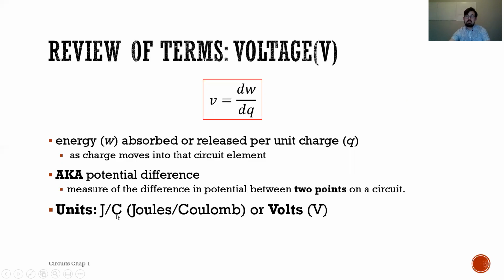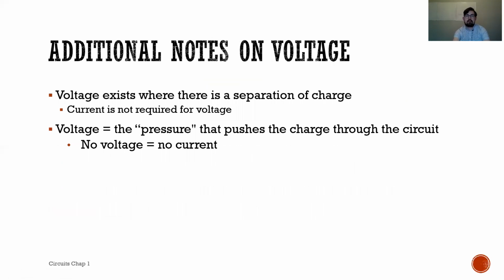The units for that come out to joules per coulomb, or we're just going to call it volts. We're never going to use joules per coulomb. This might be something that we use to calculate things, but volts are what we're going to measure potential difference in, always. Some things to remember about voltage.